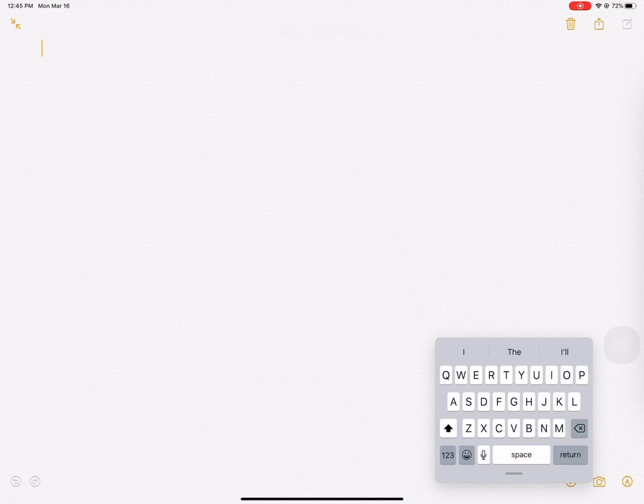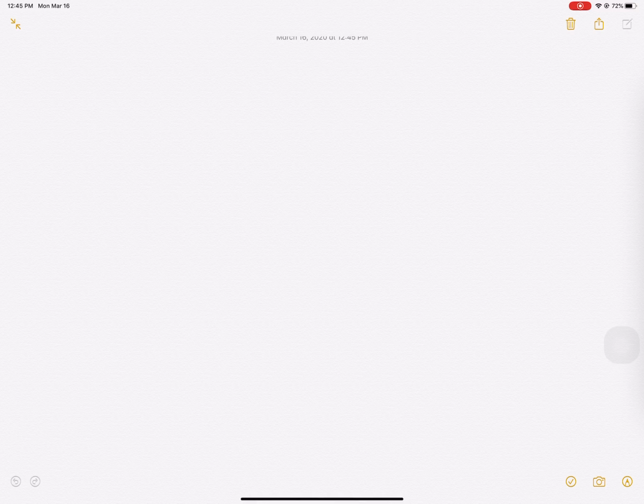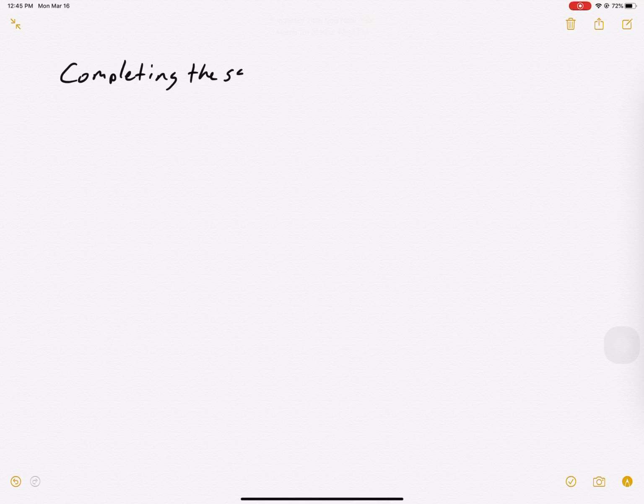Okay, hi everyone. Someone was asking me how to do completing the square level 2 and 3. So we're doing level 2 and 3.